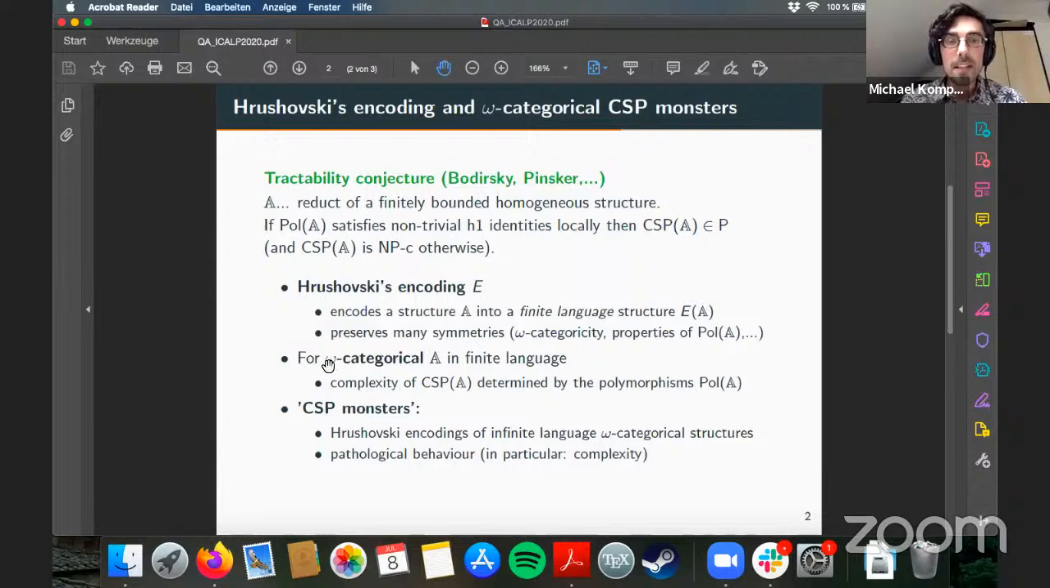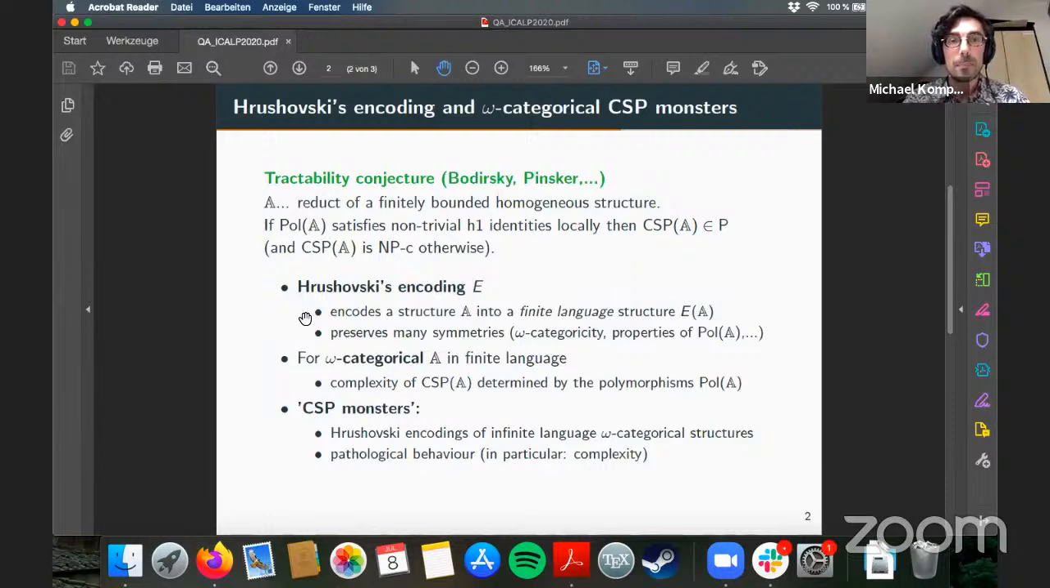And that makes sense because ω-categorical structures form a bigger category for which the complexity of the CSP is also determined by the polymorphism clone, so by all the operations preserving the structure. And now we used a model theoretical technique, which is called Hrushovski's encoding, and studied the properties of this encoding.